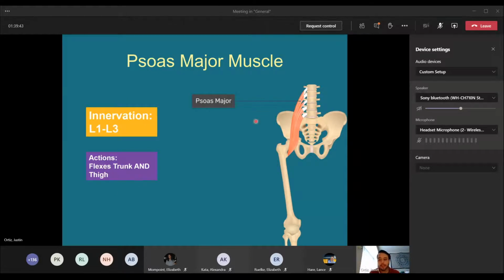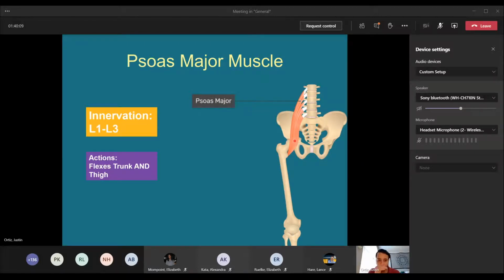The reason it does that is because it starts from the trunk. So it's going to allow you to flex the trunk as well as flex the thigh, because it crosses here as well as here. But its innervation, remember, is going to be L1 to L3 for psoas major. It's not going to be the femoral nerve. The femoral nerve is going to be the iliacus. We talked about this in the last block. I don't know if you all remember, but the iliacus is going to be the femoral nerve, but the psoas major is going to be L1 to L3.